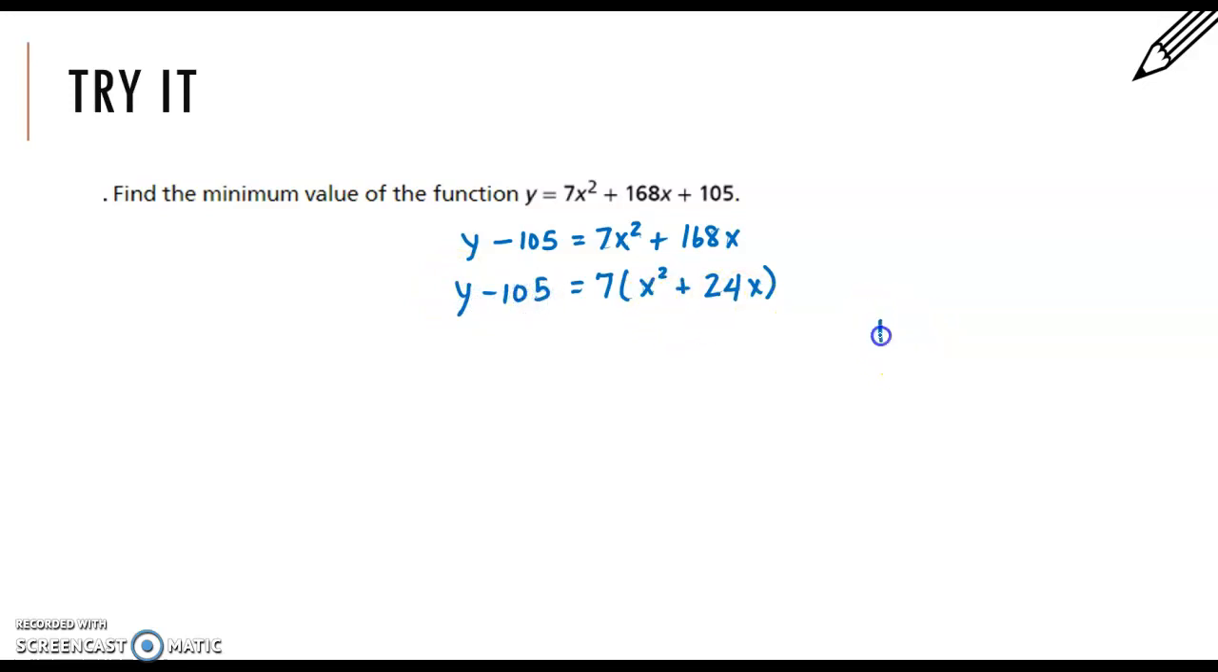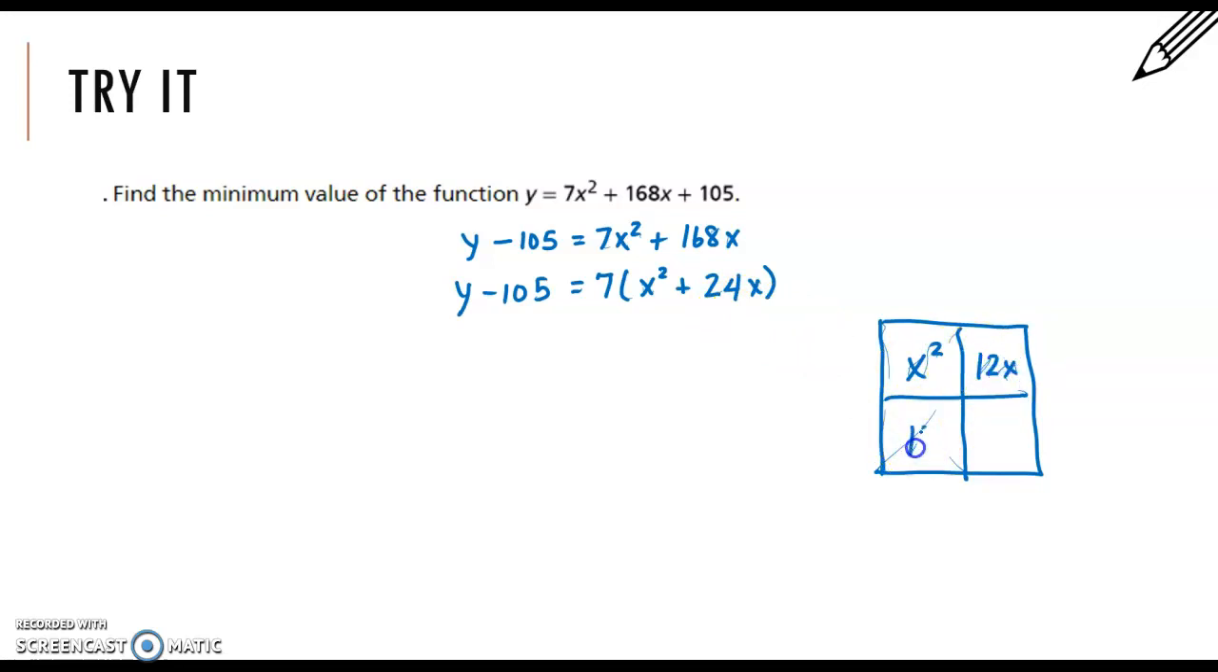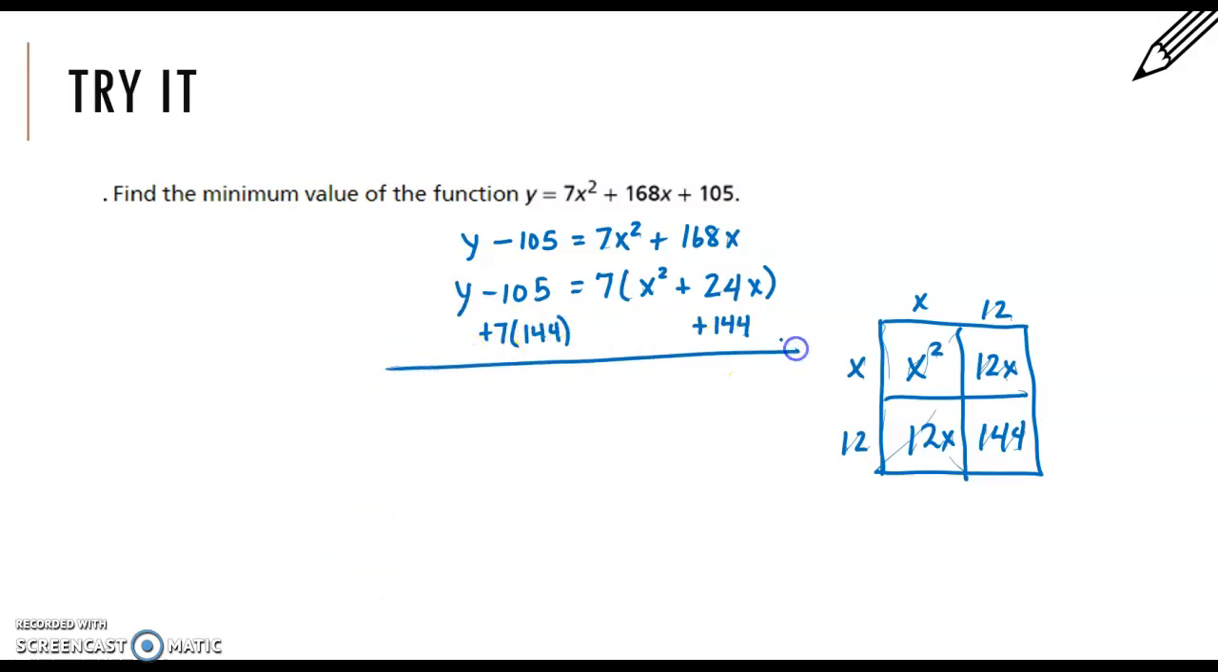Okay, this is what we're doing our completing the square on, so we're going to go ahead and draw our square. So this would have to be x squared. We want the 24x to be evenly distributed, so it would be 12x and 12x. So this would be x, this would be 12, and this box would have to be 144. Okay, I'm going to add 144, but inside the parentheses, which means that I need to multiply it by 7 when I add it to the other side. So I'm going to add 7 times 144 to the other side. Again, grab your calculator.